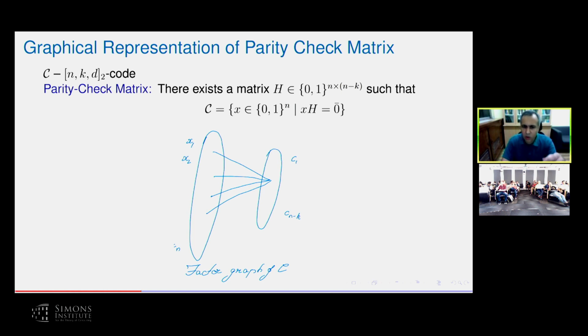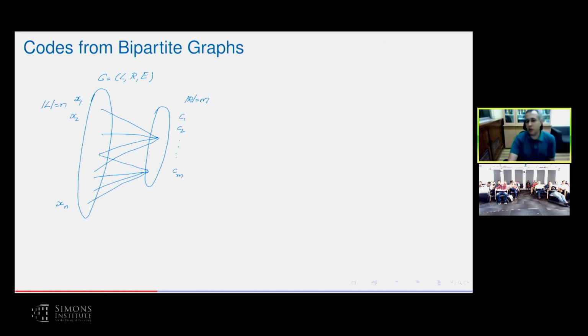So given any code, we can represent it using this bipartite graph, in which the left-hand side represents the elements, the code words, and the right-hand side represents the constraints. And what's the code? It's exactly all those x1 to xn such that every single constraint is satisfied. That is, at every constraint, the bits that participate in the constraint should sum up to 0. Only those elements x1 to xn belong to the code. So far we took a parity check matrix and constructed a graph out of it. We can do the other way around.